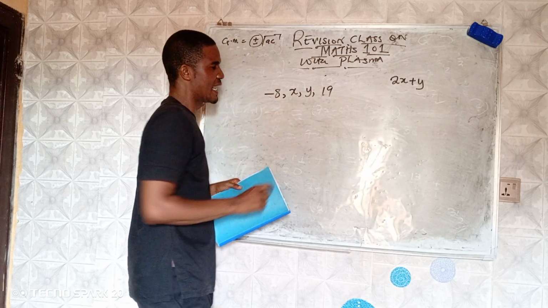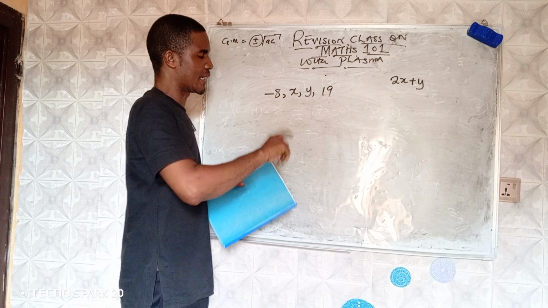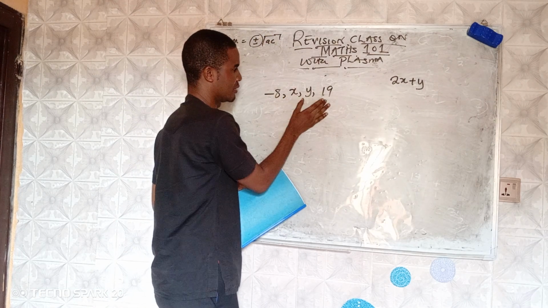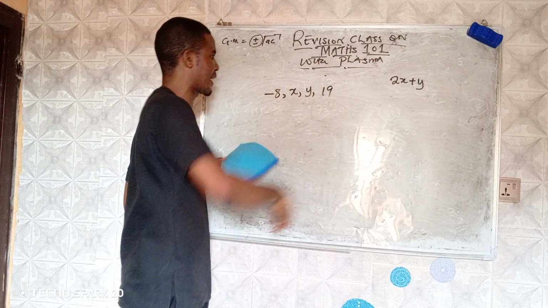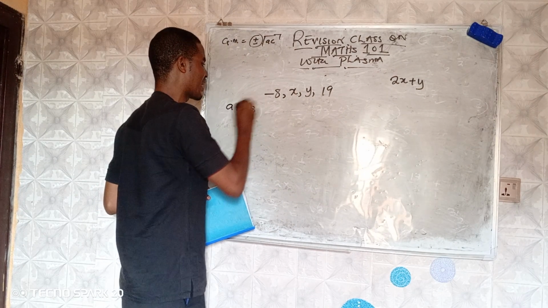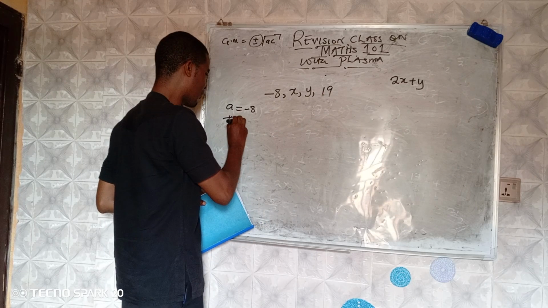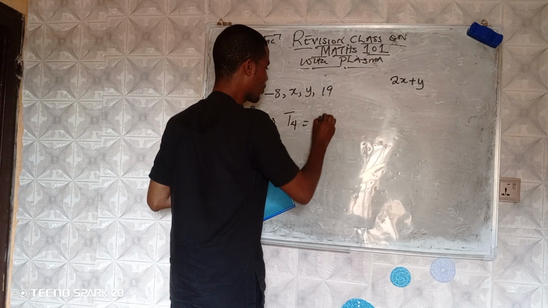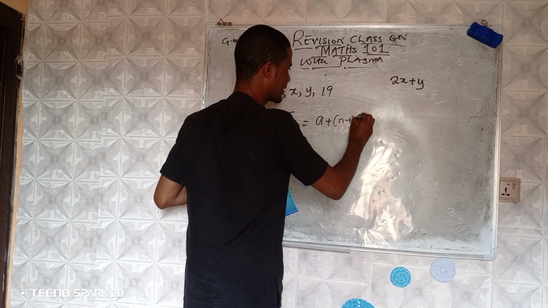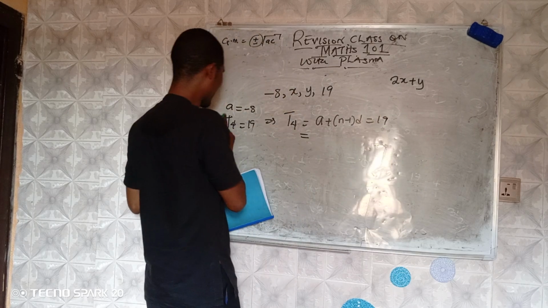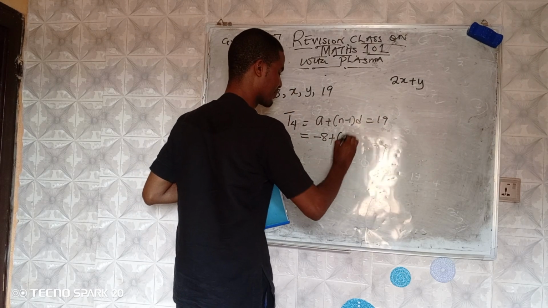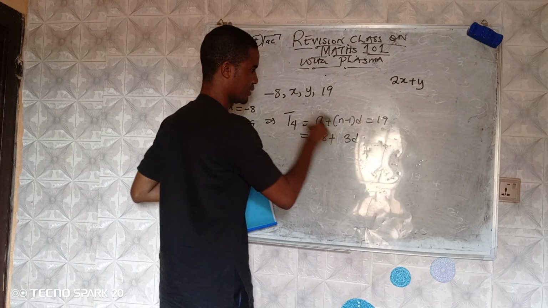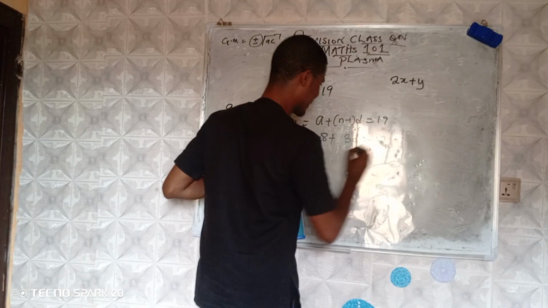I cannot use direct arithmetic, that is a plus c over 2, because I cannot pick 3 numbers at a go. So I will use what I have to get what I want. Here, my a is already given to me as minus 8, and my T4 is 19. So it means that T4 is equal to a plus n minus 1 d equals 19. Remember that my a is minus 8. So I have minus 8 plus 4 minus 1 is 3, 3d, equals to 19.